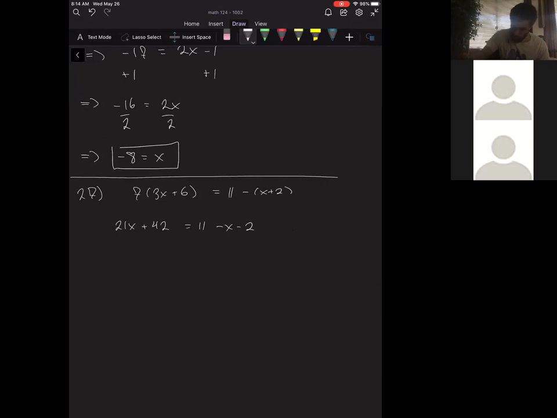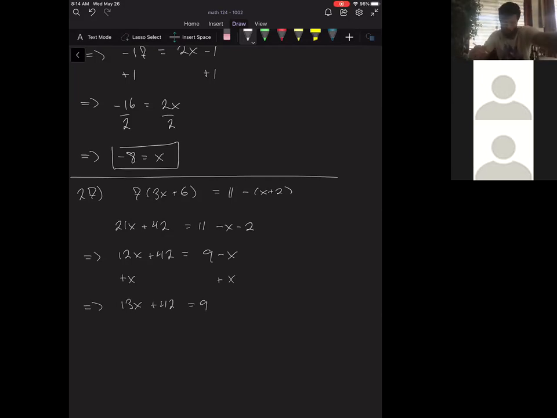And now let's combine like terms on both sides. There's no like terms on the left-hand side, so just rewrite that as 21x plus 42. And then on the right-hand side, we have an 11 minus a 2, which is a 9, and still the minus x. And now let's move this x over to the left-hand side. So let's add the x to both sides. So what we get is 13x plus 42 is equal to 9.